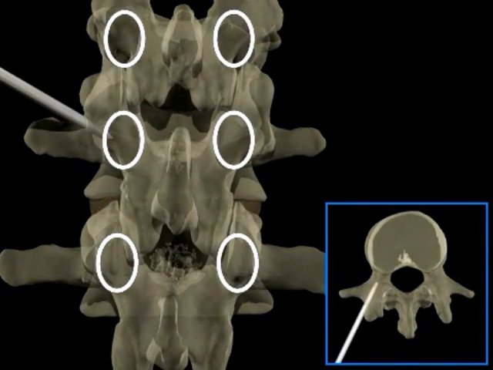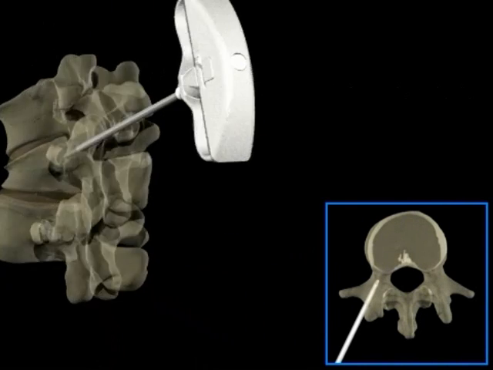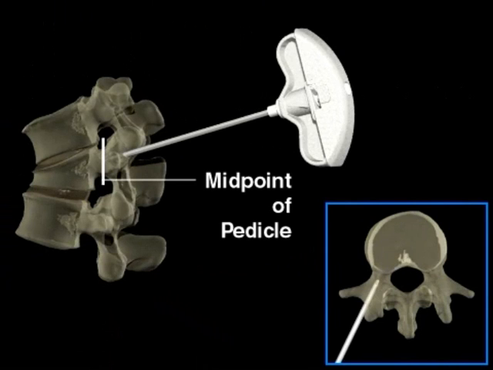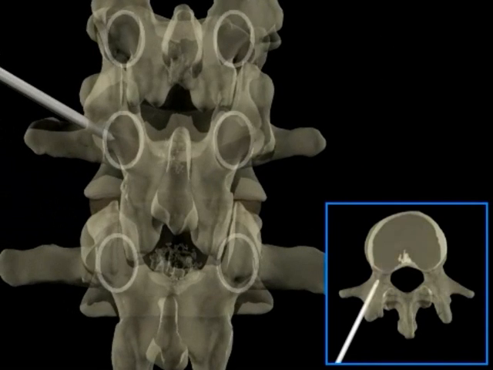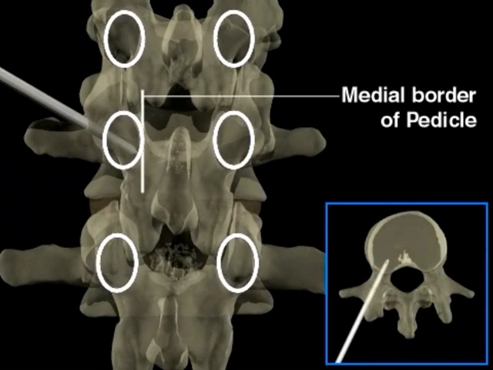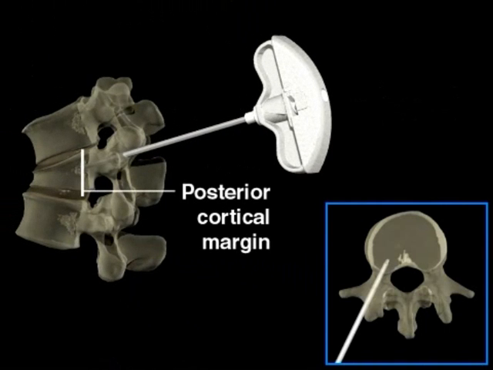Advance the 11-gauge needle such that the tip of the needle appears to be in the middle of the pedicle outline. Verify in the lateral view that the needle tip is midway through the pedicle. Return to the AP view. Advance the 11-gauge needle such that the tip of the needle is just inside the medial outline of the pedicle. Confirm in the lateral view that the needle tip is just past the posterior cortical margin.